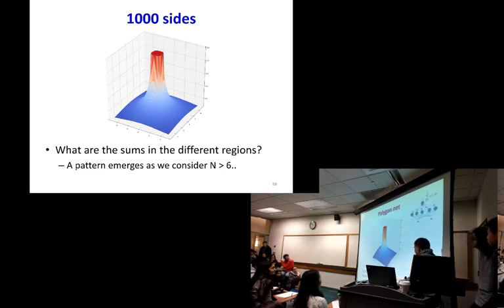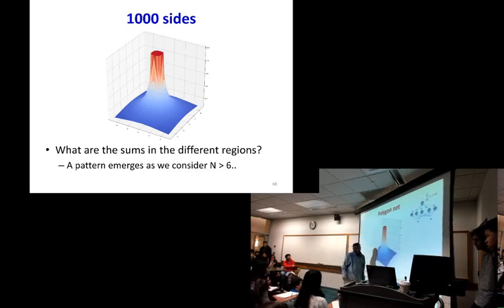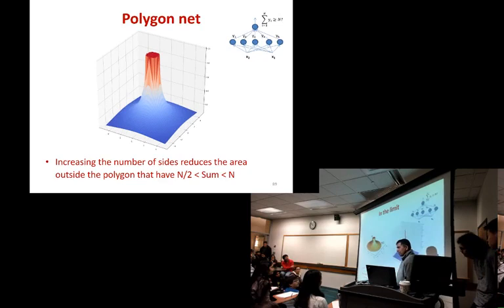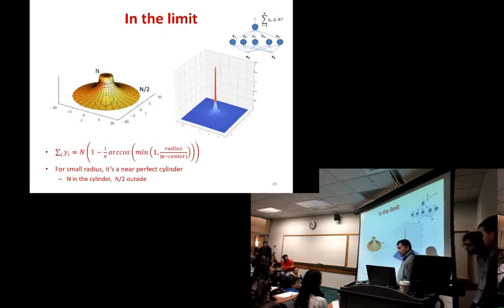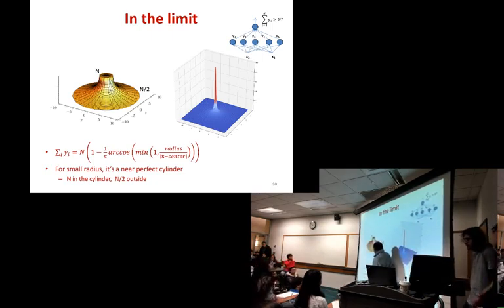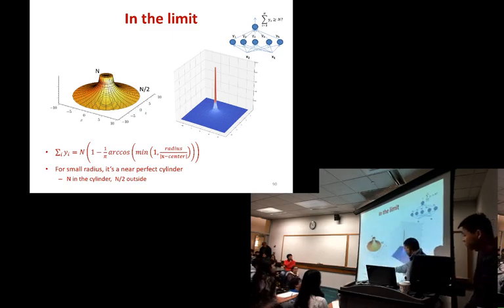As you keep increasing the number of sides, it reduces the area outside this polygon whose value is greater than n over 2. Over here it's n, over here it's n over 2, and the sloping region begins to shrink. It gets smaller and smaller and smaller. There's a nice closed-form formula for this. For really large n, the sum of the outputs has this shape, which is n in the middle, and then something like 1 minus 1 over pi times the arccosine of the radius minus 1.